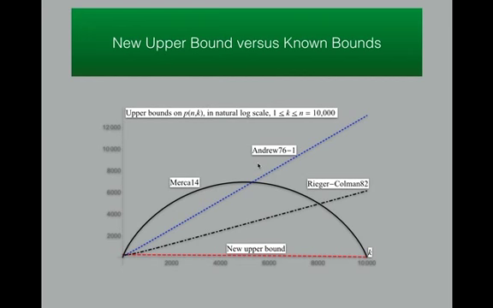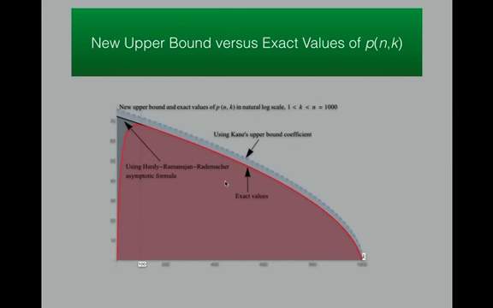Now, we could also look at the new upper bound versus the exact values of P and K to get an idea as to how it really compares with the exact value. So this next slide suggests this. And I look at values of K between 1 and 1,000.